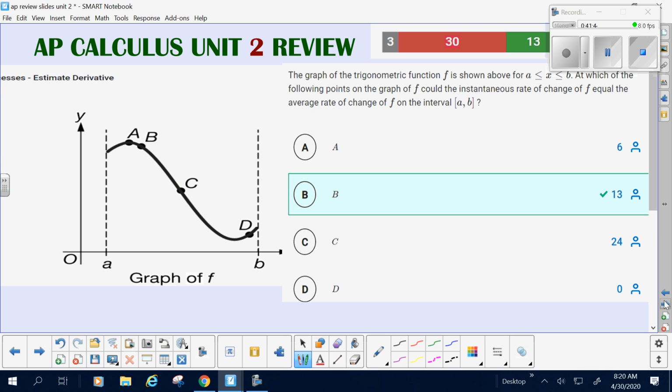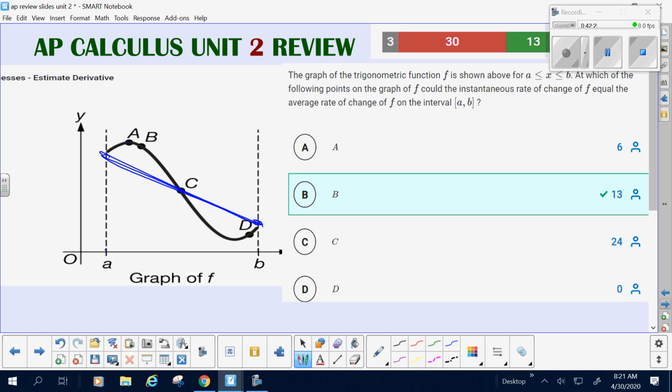All right. These are some commonly missed questions on the free response you took a little bit ago, or multiple choice. Sorry, you guys, 30 out of 43 of us missed this question. Here's a trig function, whatever it might be. At which of the following points on the graph of f could the instantaneous rate of change equal the average rate of change on the interval? Average rate of change is slope between 2 points. Okay, at what point could it be the same?